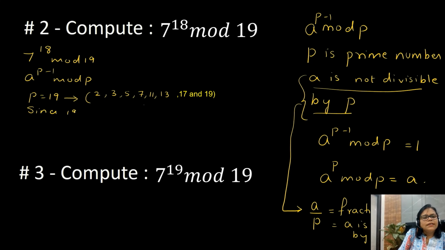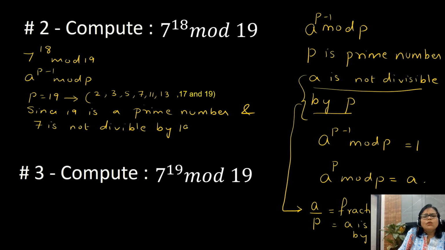So since 19 is a prime number and 7 is not divisible by 19. Now how do I know 7 is not divisible by 19? As I mentioned here, you take 7 divided by 19 on a calculator. If you get a fractional number, it means that you are getting some remainder after division. So 7 is not divisible by 19. That means the common divisor of 7 and 19 is only 1 and no other number. So since the greatest common divisor is 1, 7 is not divisible by 19.